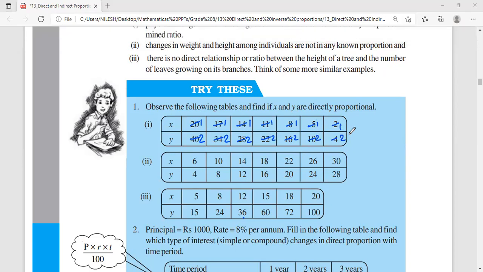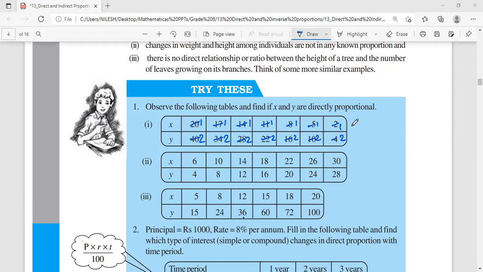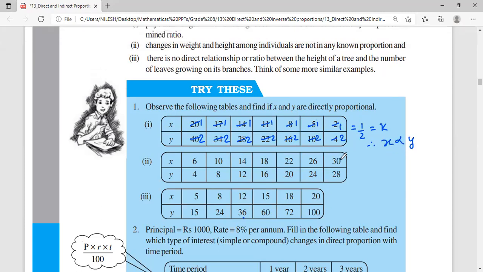Yes, sir. So can I say that? Yes or no? Yes, sir. Therefore, what? x is directly proportional to y. Am I right? Yes, sir.